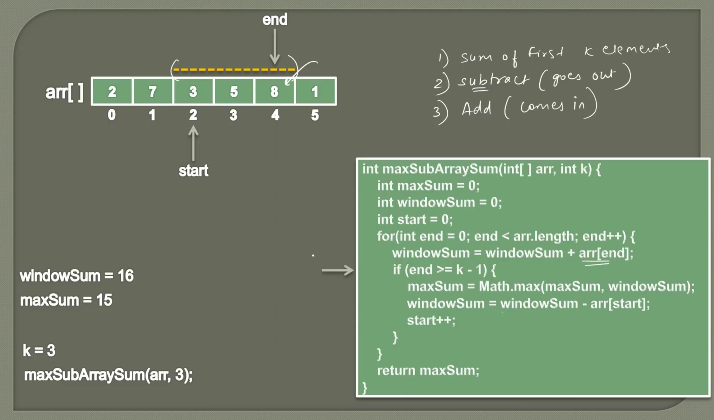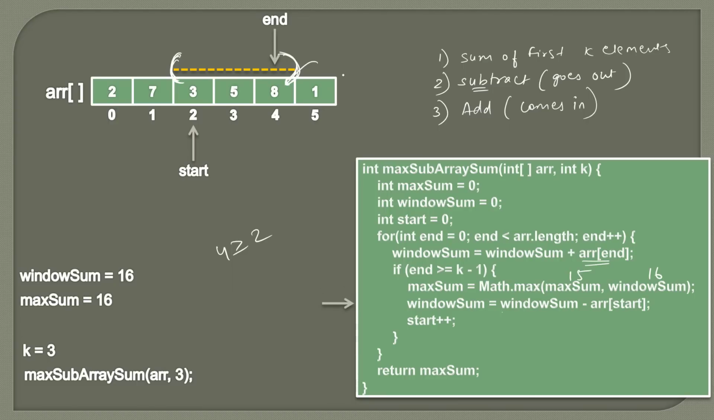This condition is true because 4 is greater than or equal to 2. The max sum is 15 and this window has a sum of 16. 8 plus 5 plus 3 will give 16. We have found one window whose sum is 16, which is greater than the previous max sum. So whichever value is greater among these two values, we assign to max sum. So max sum will become 16 now. We are done with this window.